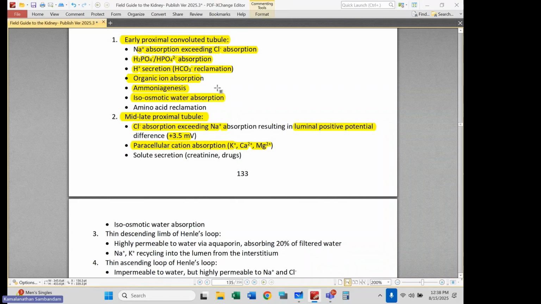We generally see isoosmotic water absorption. So think of the proximal tubule as a bulk transport segment where you're sopping up salt and water isotonically. Okay, so a lot of salt and water reabsorption that's happening in the proximal convoluted tubule. I'm reclaiming amino acids. This is how you can develop cystinuria by dysfunction in amino acid transport in the proximal tubule. So those are diseases that we'll encounter in later conversations.